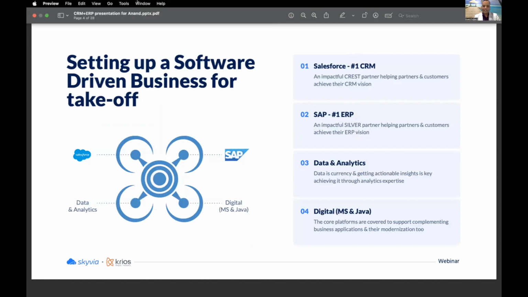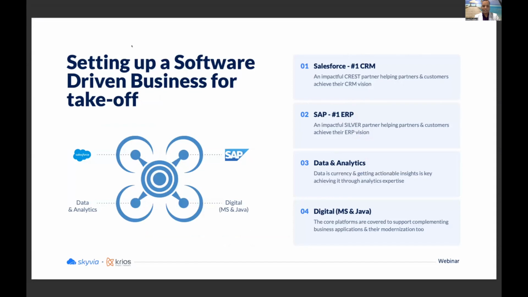So with 4 major practices, Krios is helping software-driven businesses to innovate. Salesforce, SAP, data analytics, and digital. These are 4 major practices, and each practice operates with the Center of Excellence delivery model. Krios is adding value to a wide range of enterprises, and being CRM and ERP are the business critical applications, Krios is an expert in both of these. And we are partnered with Salesforce, SAP, and Microsoft.